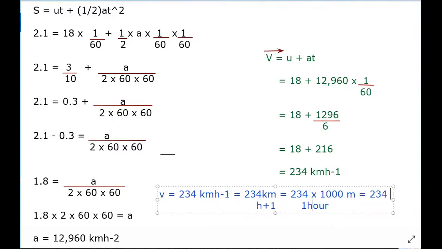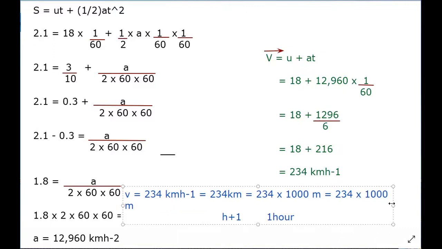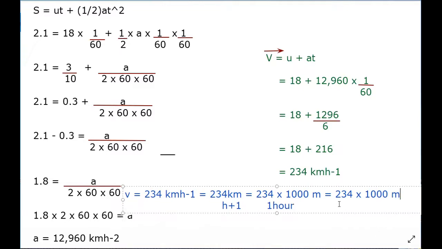234 into 1000, that's okay, right? 1000 is meter, no problem, right? 1 hour means how many seconds? 3600 seconds. Great. Then look at the board carefully. Then what's the unit here? This seconds comes up with the minus sign.